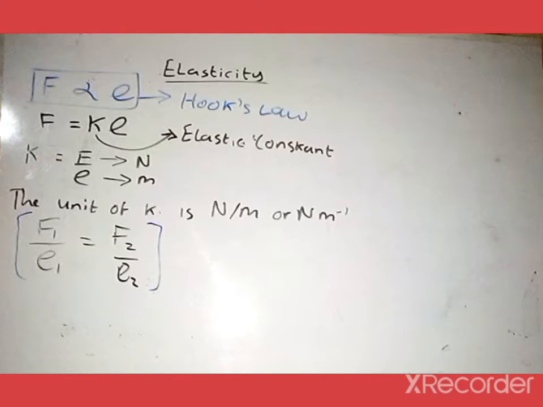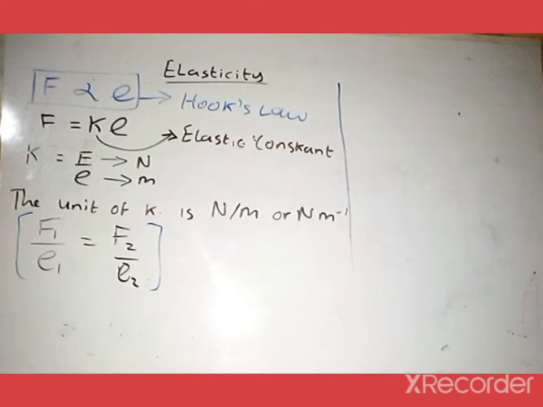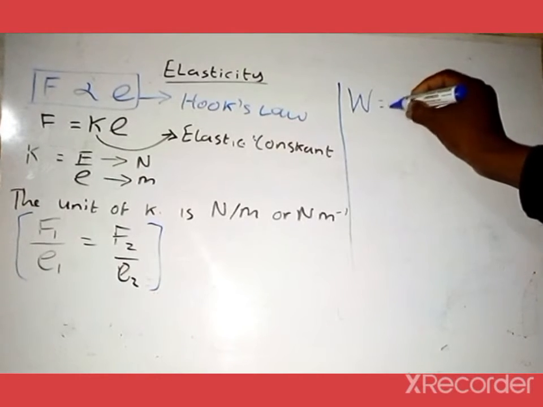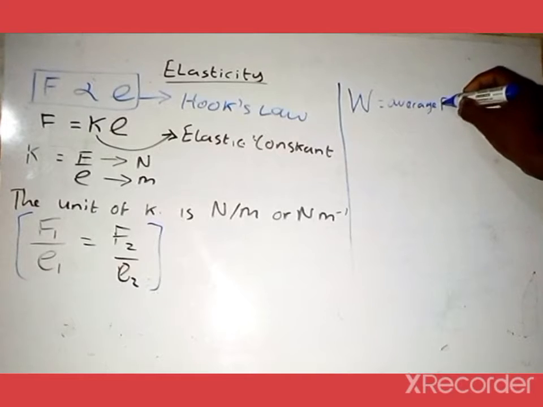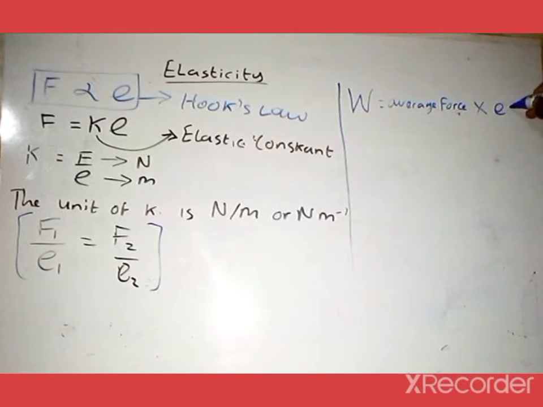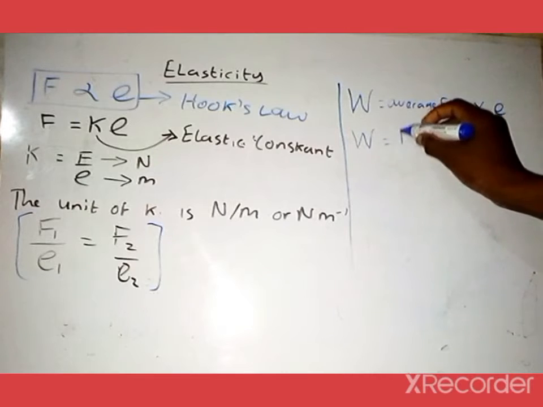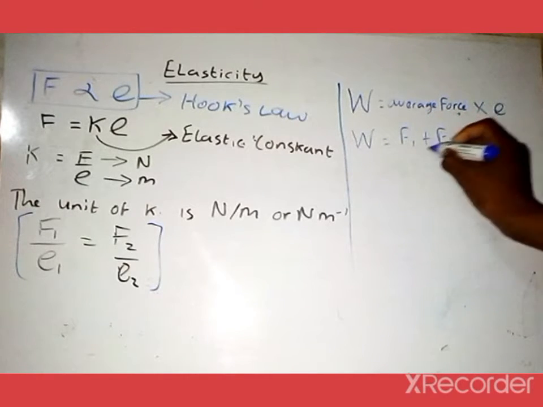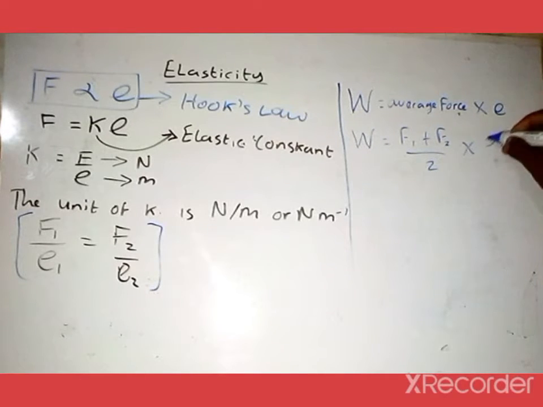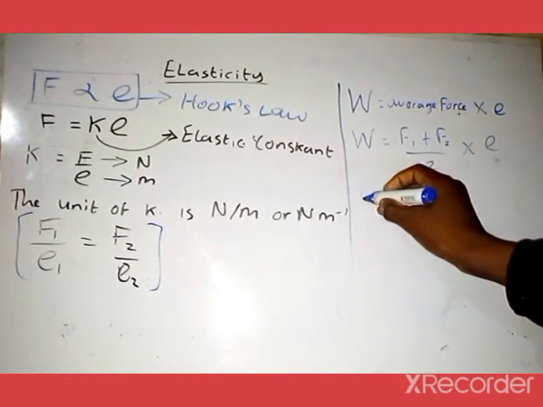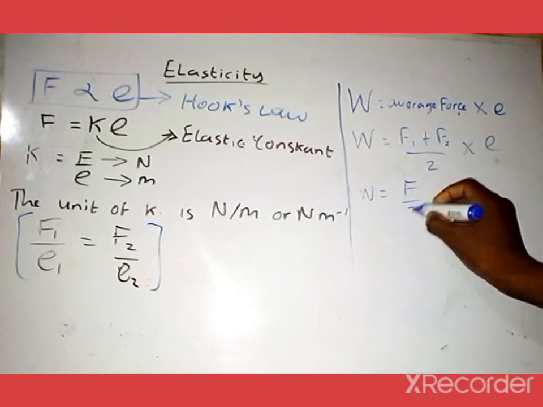Now we'll be dealing with the work done in a spring or elastic material. Let's say the work done W is equal to the average force multiplied by the extension e. So what is the average force? Let's say we have F1 plus F2, then over 2, multiplied by this e. When we add F1 plus F2 together, we still get one force, which will be equal to F over 2 multiplied by e.